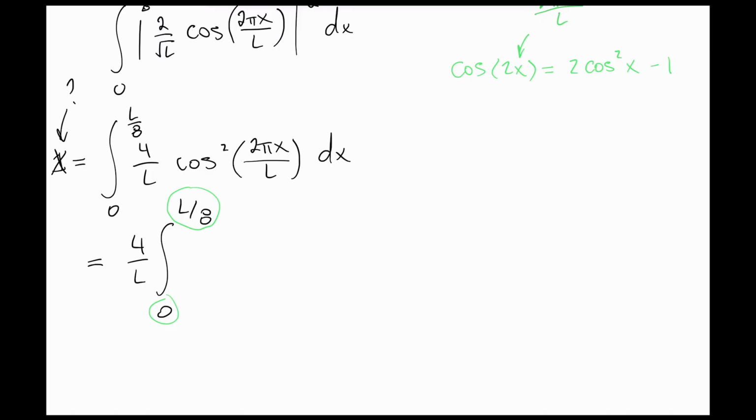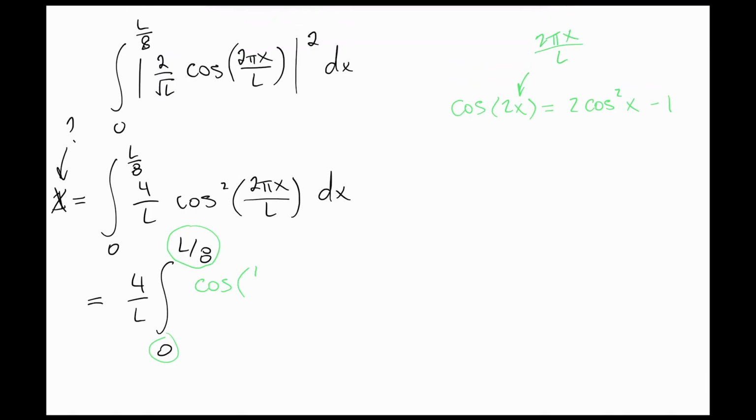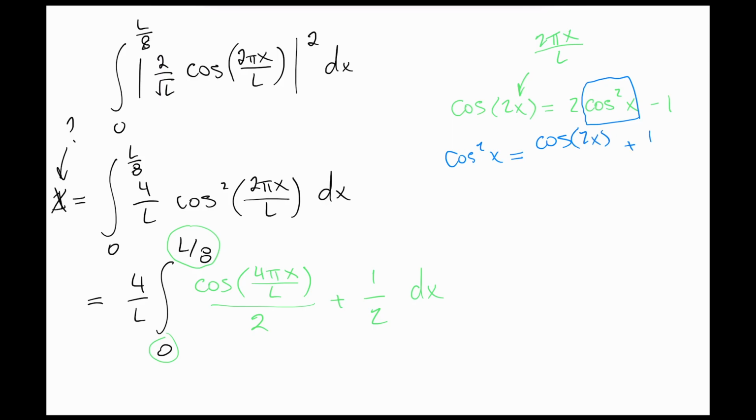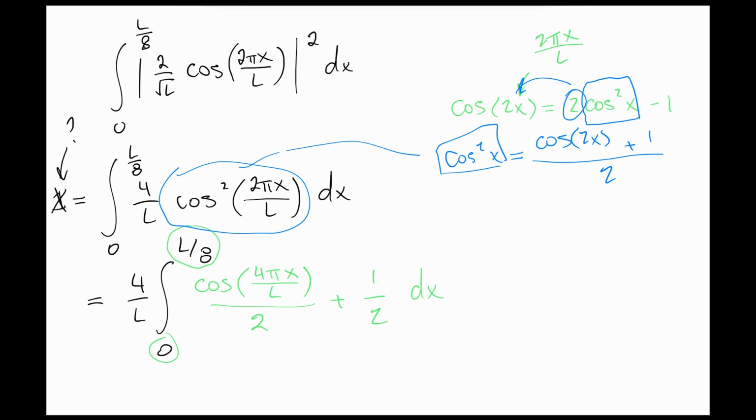So what I get here is cosine of 4 pi x on L, and this is over 2. And here we get a plus 1 over 2 dx. So you see what I did? I'm basically solving for this, right? Cosine squared x is equal to cosine 2x plus 1, over 2, right? Because I have this original 2, which I have to divide on this side in order to isolate for cosine squared. This cosine squared matches this cosine squared.